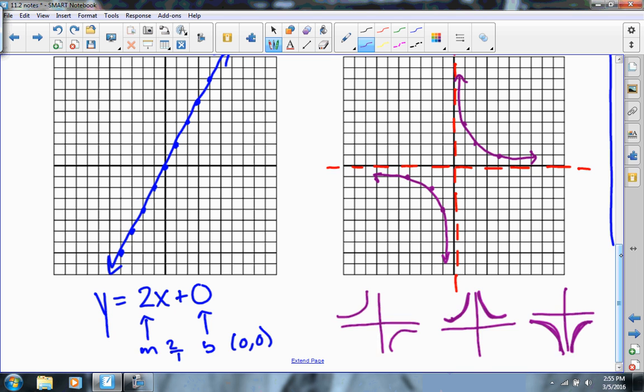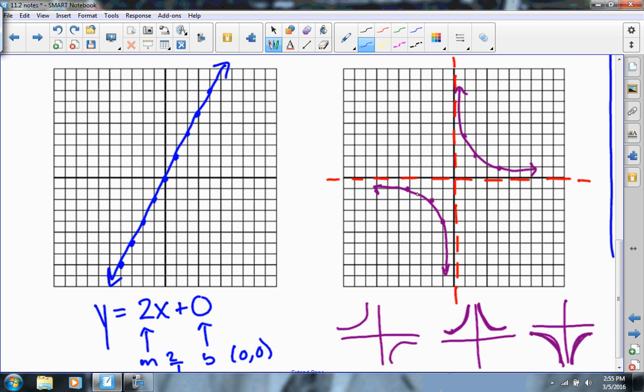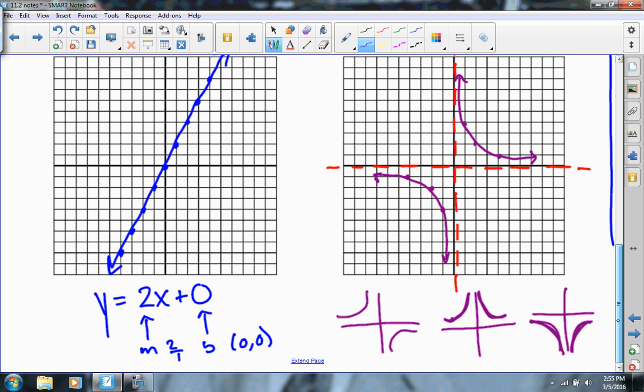But for our purposes, I think they're all going to be in the first and the third or the second and the fourth quadrants. So again, this is just a visual way to notice the difference between direct and inverse variation. And again, we get a straight line here because we're multiplying for direct, and we get those curved two-part graphs because we're dividing by a variable.